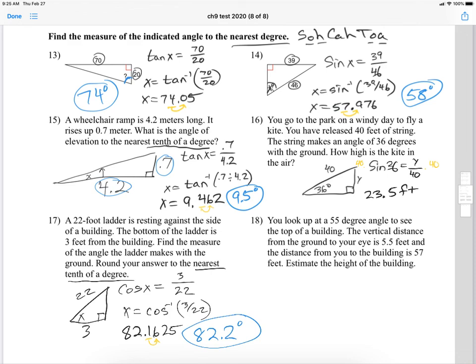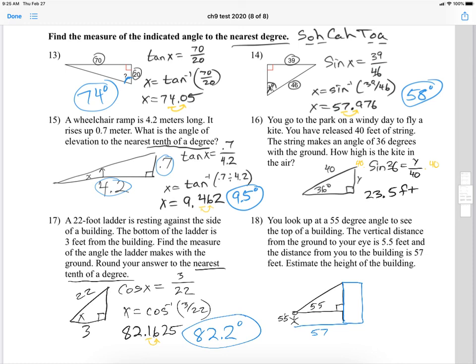Number 18. You look up at a 55-degree angle to see the top of a building. The vertical distance from the ground to your eye, so this is you. That vertical distance is 5.5 feet, sorry. And the distance from you to the building is 57 feet. So here's this building over here. Draw like this. There's the building. You're 5.5 feet tall. And the distance from you to the building is 57.